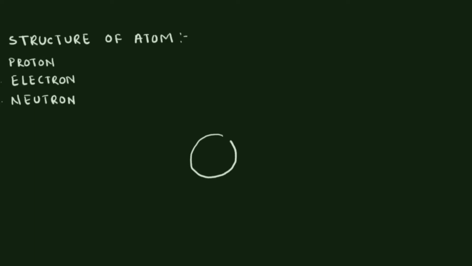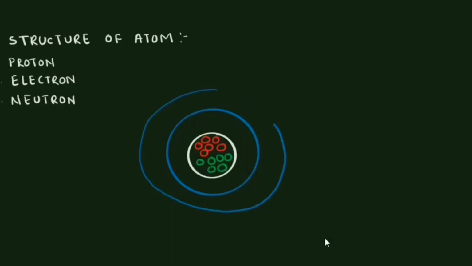At the center of the atom, we have a nucleus where we can find two types of particles that we just talked about. And around the nucleus, we have different orbits. We have another type of particle revolving around the nucleus, just like our solar system.